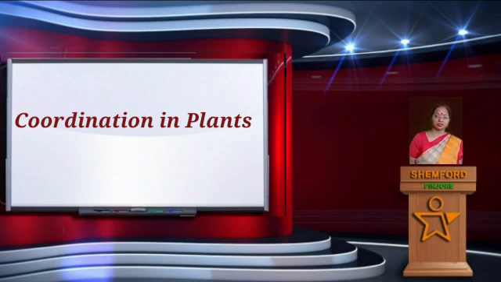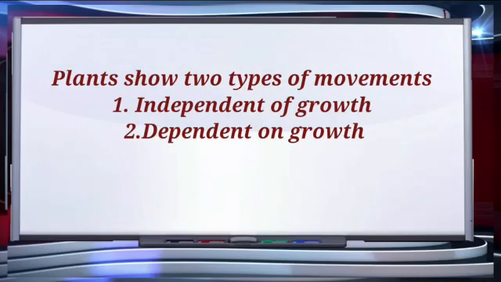As we have already discussed the structure and functions of the brain in the previous video, today we are going to start with coordination in plants. Children, as we know, plants lack a specialized nervous system for coordinating and controlling the activities of the body.